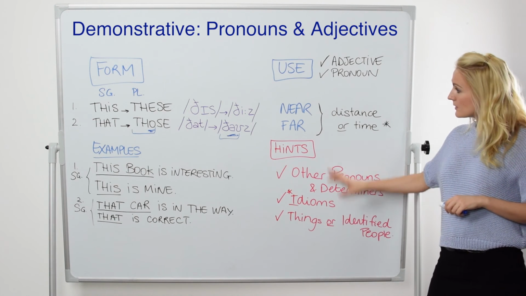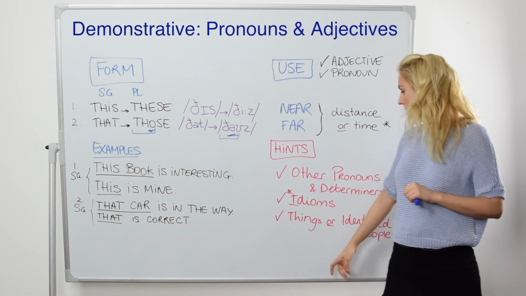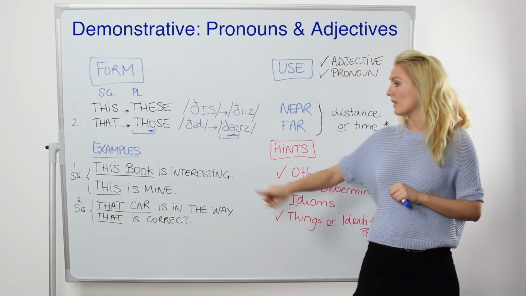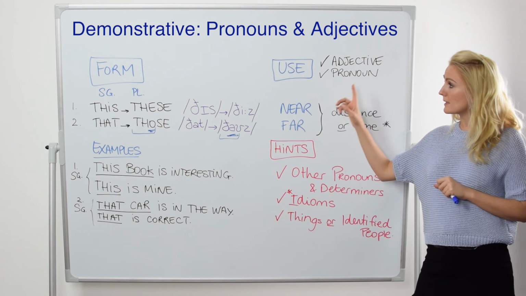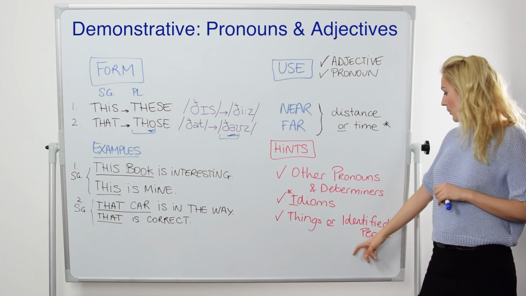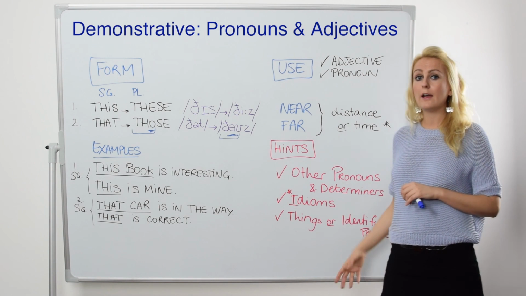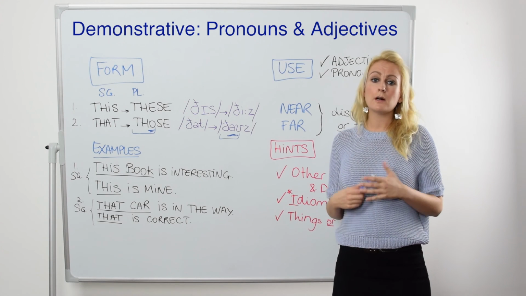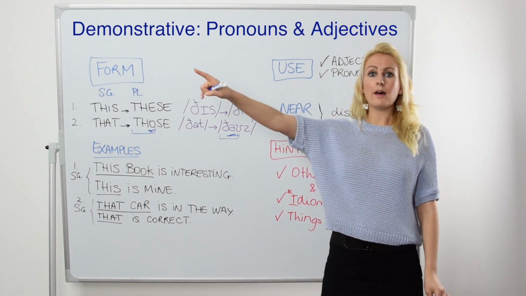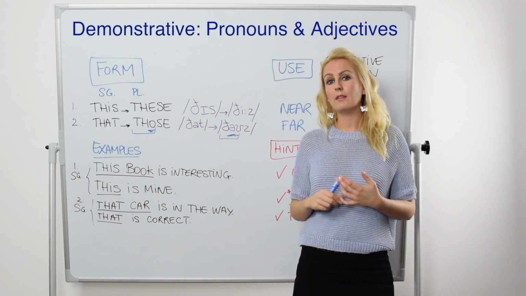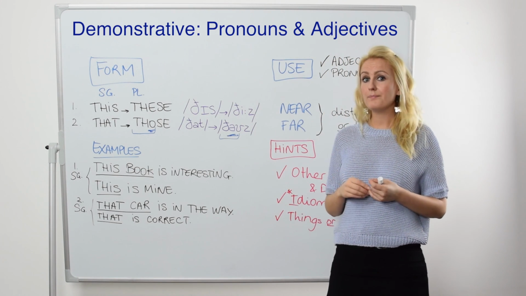We also, today, in most of the examples, we've used things. So we're referring to things. This book, this is mine, that car. But we can also use these pronouns and adjectives when referring to an identified person. So for example, we're waiting for someone and, oh, is that her? And we just spot the person in the far. So we'd say, is that her?